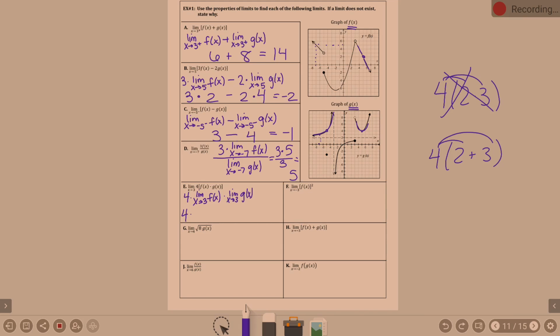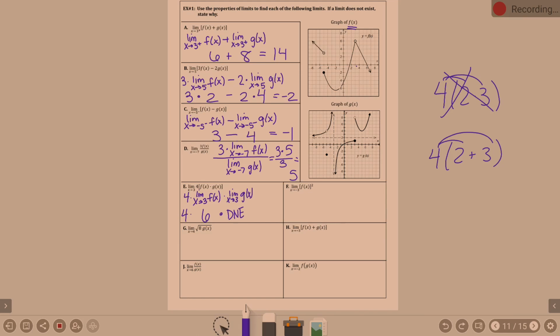Okay, the limit as x approaches 3 on f, he says is 6. I'll go with it. Limit as x approaches 3 on g. It does not exist. Wait a second. That's not. For a limit to exist, the limit from the left has to equal the limit from the right. There's a function value there, but that's not what I'm asking. I need the limit value. That limit does not exist.